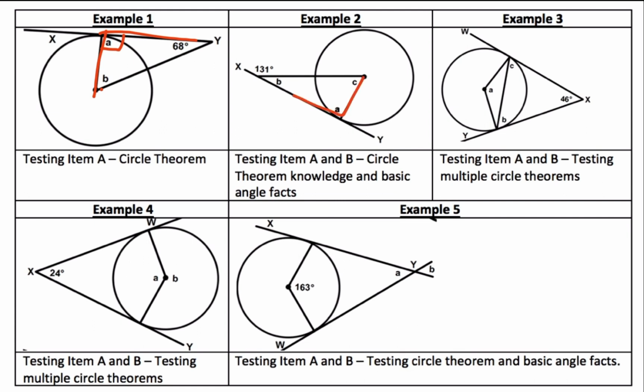Now, this is the one. Example 3. Two tangents on the outside are equal in length. So this here is 46 degrees, okay? So if that's 46 degrees and they've drawn a line here, you should be able to work out what C is and what B is, because this becomes an isosceles triangle because the two tangents are the same in length. So you should be able to work out what C is and what B is as well, okay?